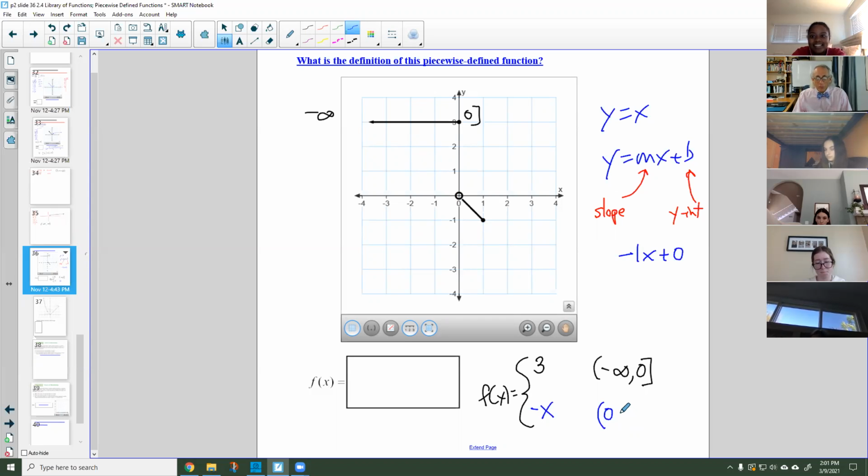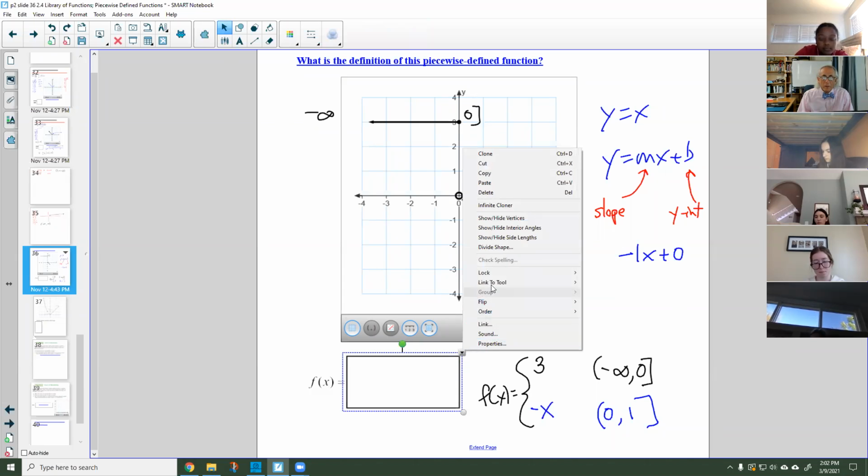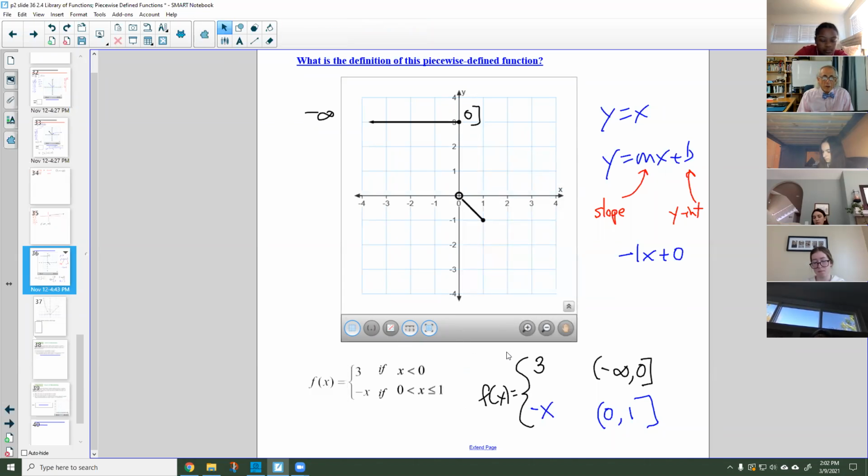Is it 1? It's just 1. We're looking at the x values, not the y values. You're looking at the y value when you said -1, right? Oh, yes. Okay. So it's 0 to 1. And is 1 included, Mia? Yes. There we go. Let's see if we're right. Three if x is less than 0, so 0 to infinity. -x if x is between 0 and 1. So that's how we do it.